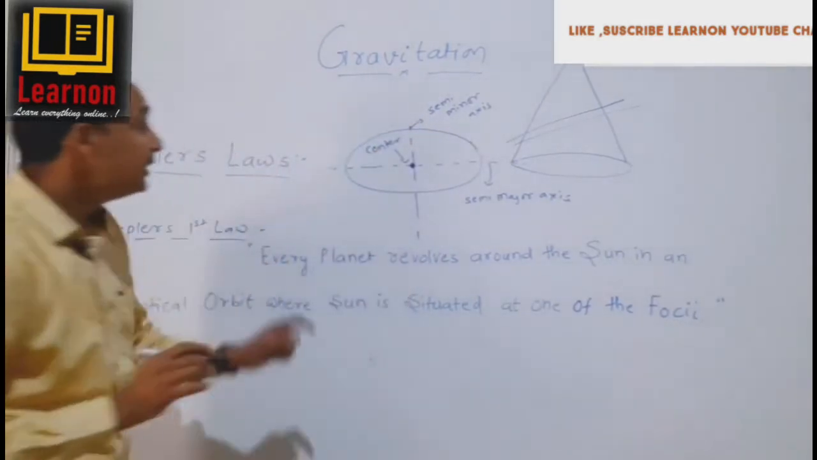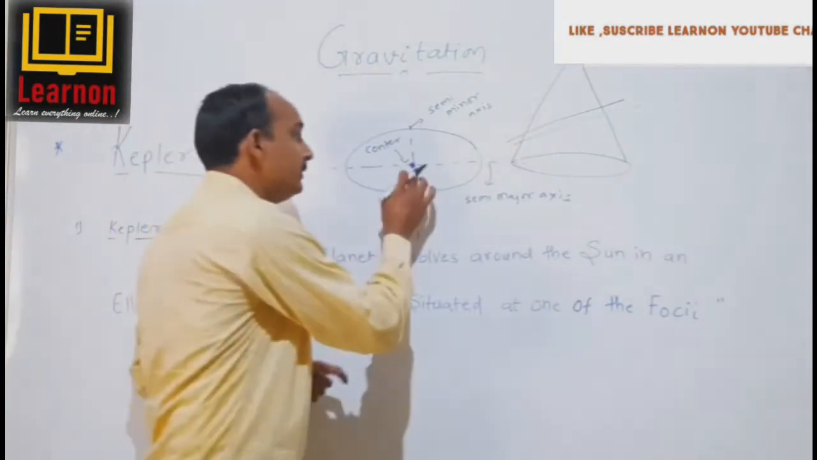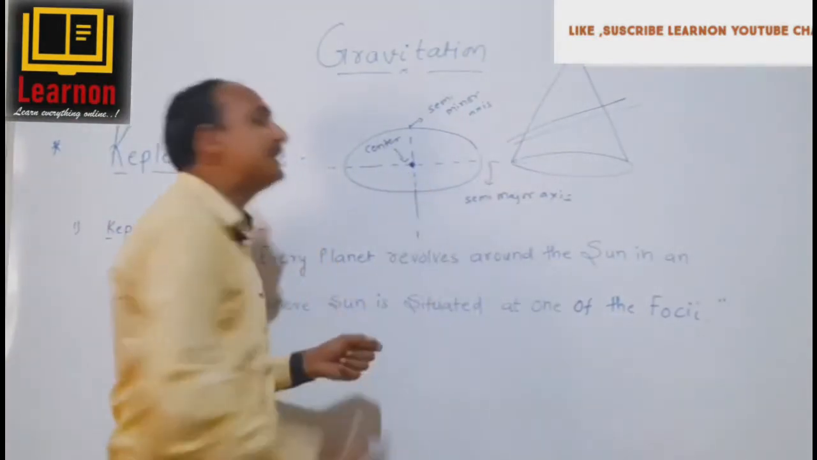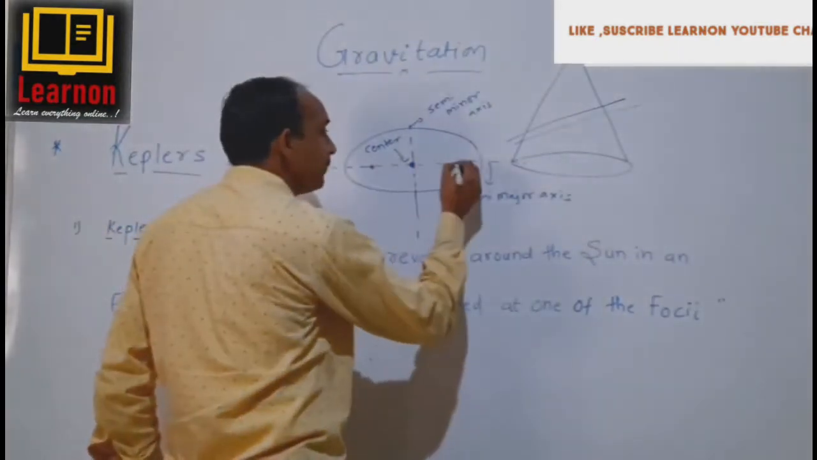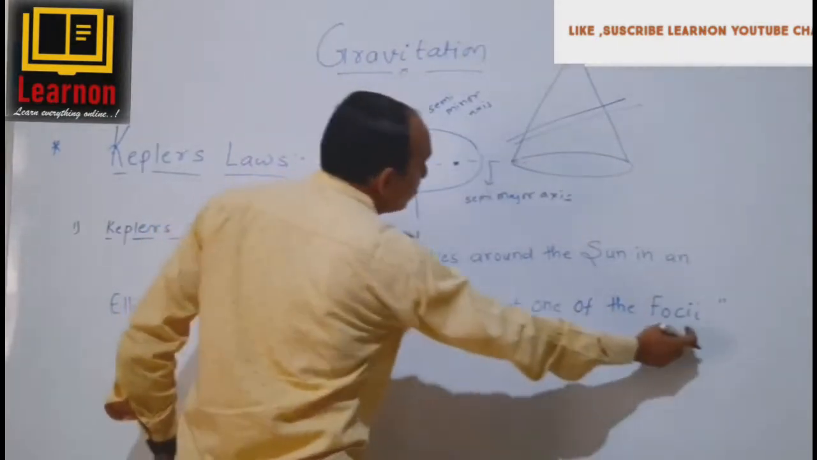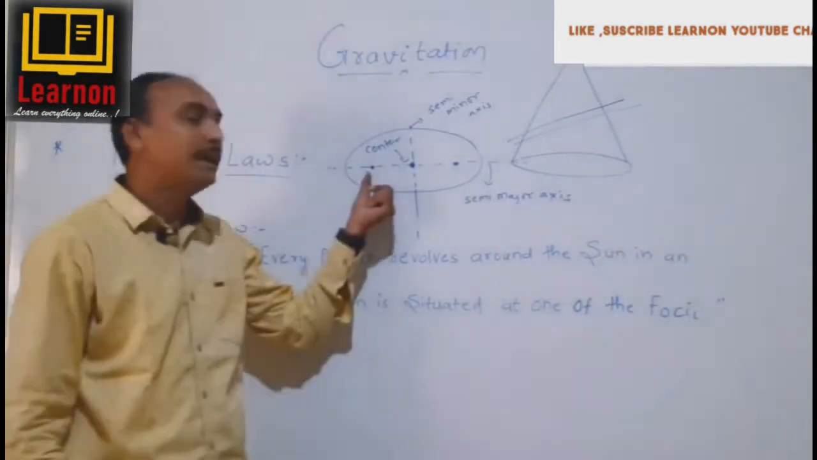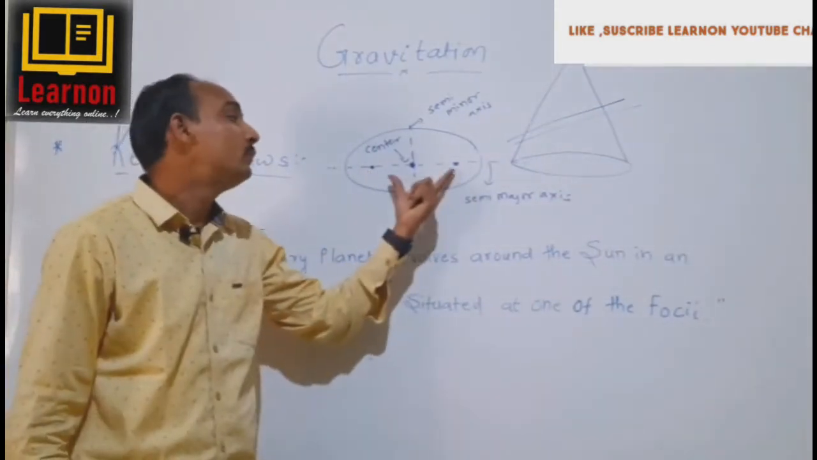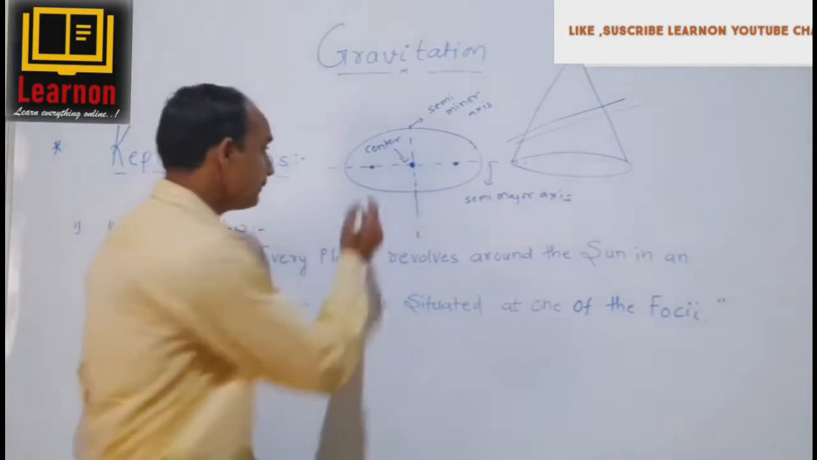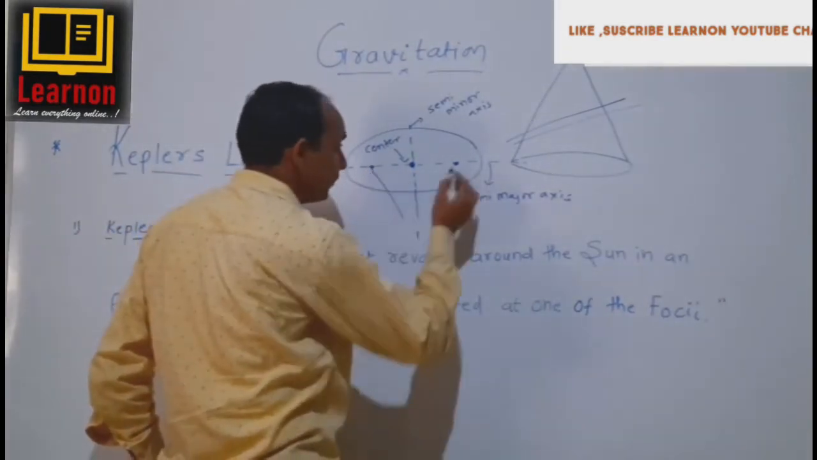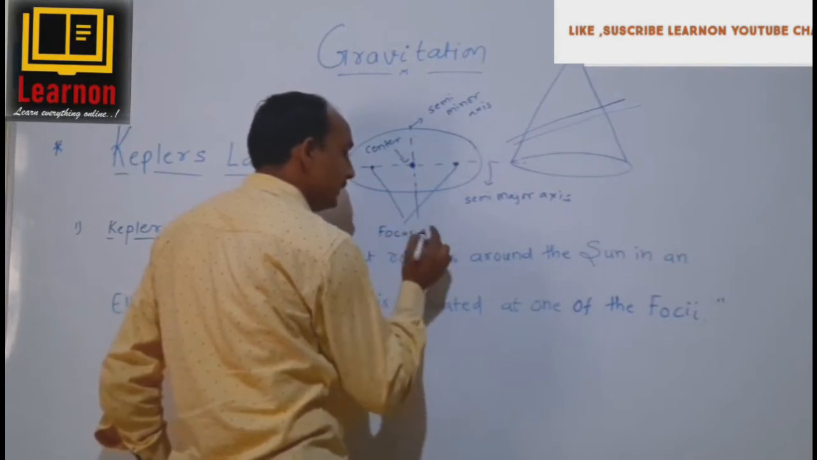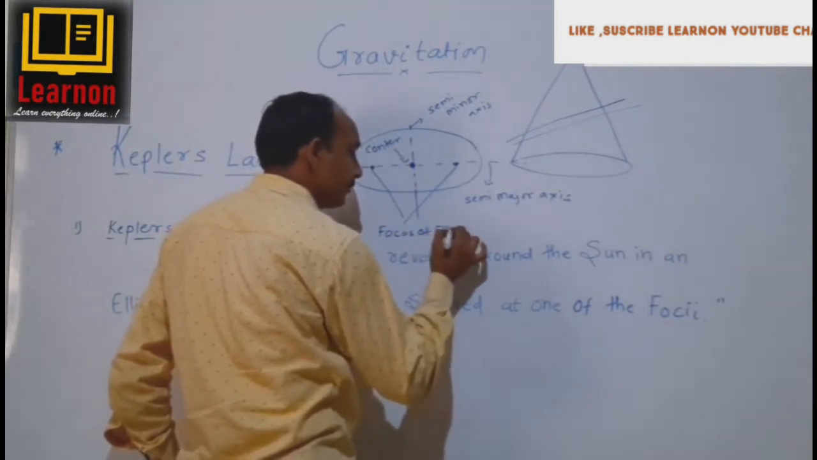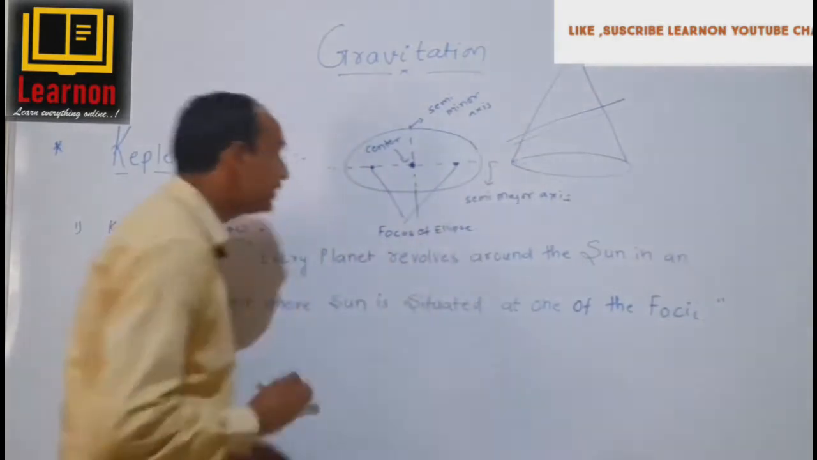And foci, there is a bit of confusion among some students, they take foci as the center. Foci is not at the center. It is present at this point. Foci is the plural form of focus. There are two focus, that's why it is called foci. So these both are focus of the ellipse. This much is sufficient for you.